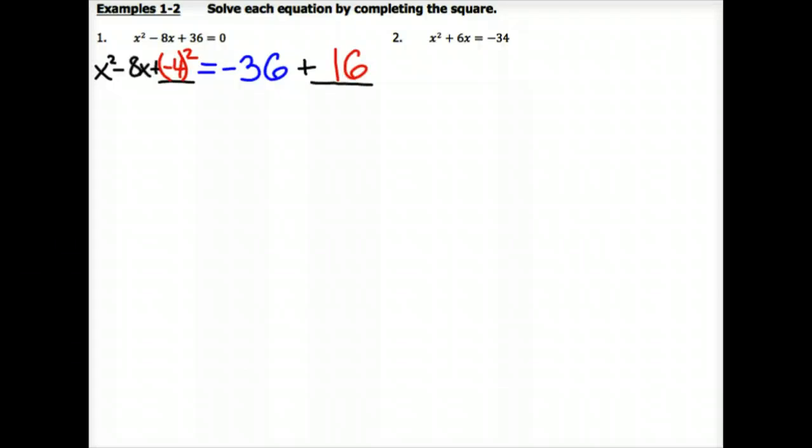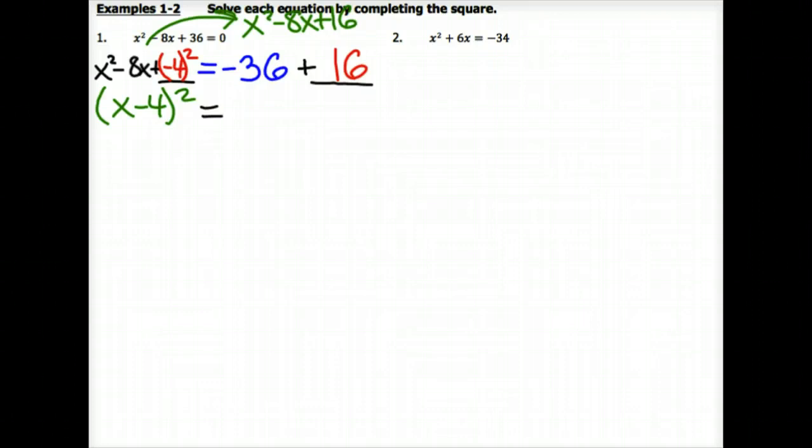What I've done now is I've made this left side a perfect square trinomial, which I talked about in the factoring video. The first term is a perfect square, the last term, the 16, is now a perfect square, and the middle term is twice the product of x and 4. The square roots of those give an 8x, and so this left side factors into x minus 4 quantity squared. And that is going to be equal to negative 36 plus 16, which is negative 20.